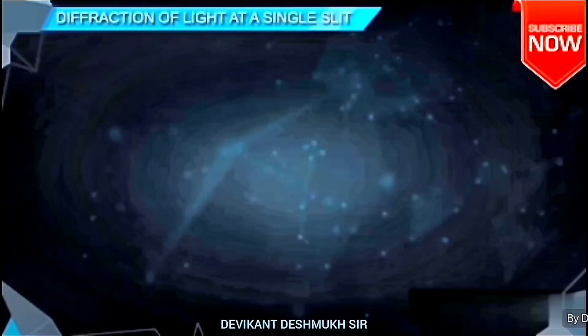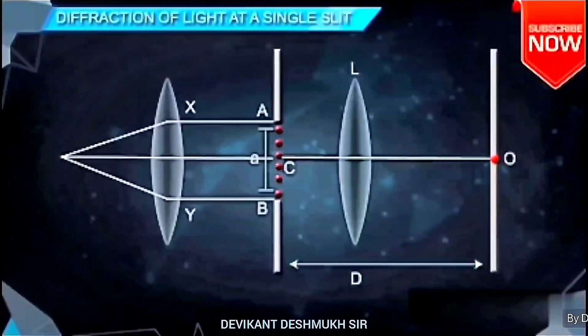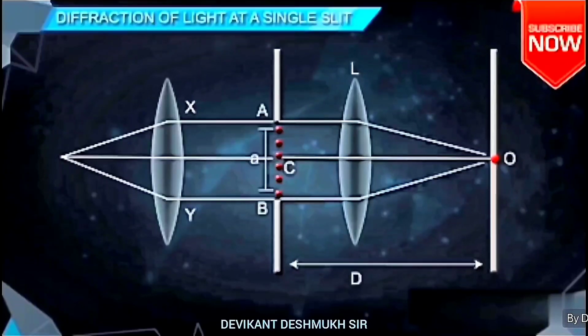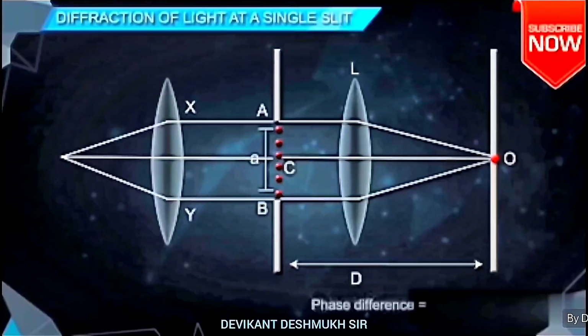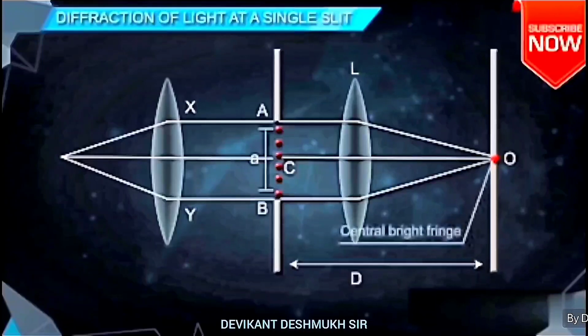To explain this, let us consider point O on the screen at the perpendicular bisector CO. The secondary waves from A and B will travel equal distance in reaching point O. Therefore, the phase difference between light from A and B at O is 0. Therefore, point O will be a position of maxima and it lies at the center of the diffraction pattern. Therefore, it is called central maxima.